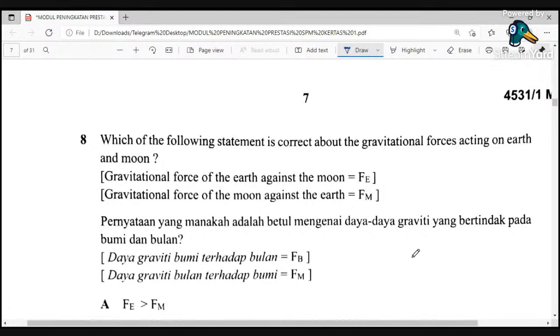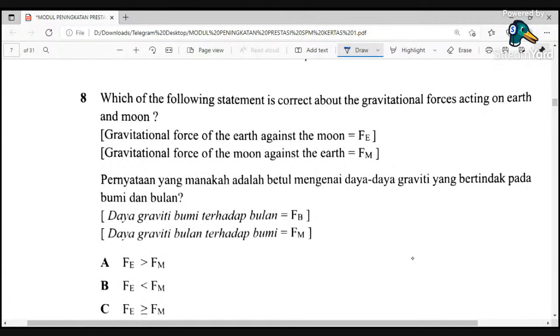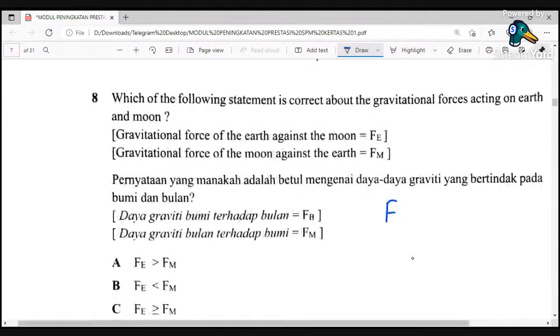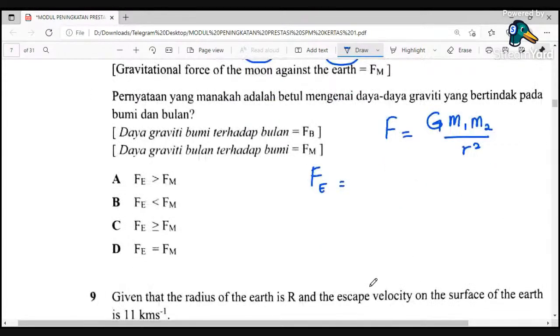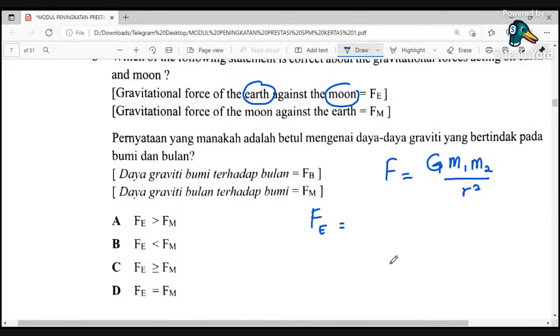Okay, so here you need to understand the concept of gravitational force F equals G M1 M2 over R squared. If you discuss about Fe, Earth, you use the first one, Fe, Earth and Moon. I think this one, no need to calculate anything. You should understand already the concept of gravitational force.